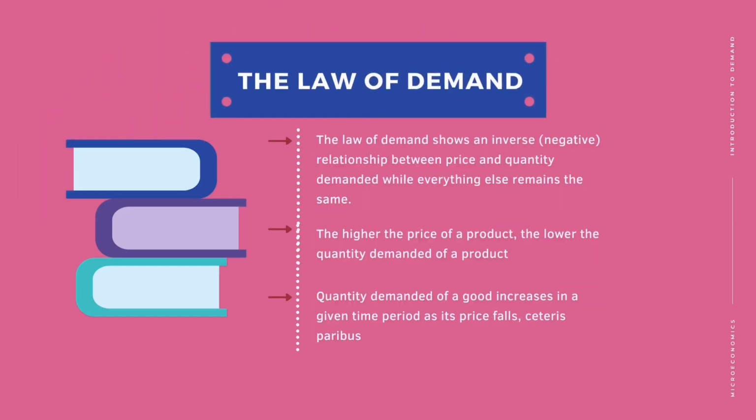The next one will be the law of demand. The law of demand shows an inverse, which is a negative, relationship between price and quantity demanded while everything else remains the same. The higher the price of a product, the lower the quantity demanded of a product. Quantity demanded of a good increases in a given time period as its price falls. It is called ceteris paribus.